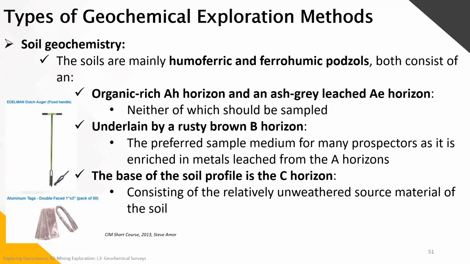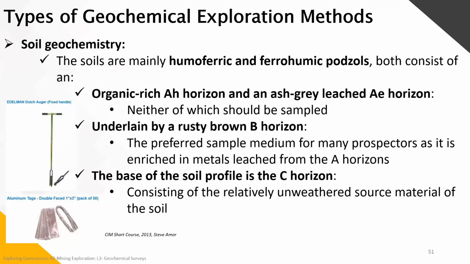Basically, from the soil profiles, classic profiles within the A, B, and C layers. The A is the one that is rich in organic material, and neither of these, the AH and the AE, should be sampled because that is not what we are looking for. We are looking for the less contaminated area, which is the brown B horizon, the main prospectors layer that is sampled to analyze for metal enrichment.